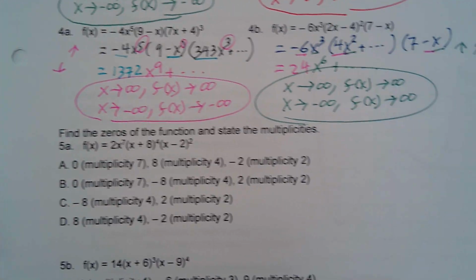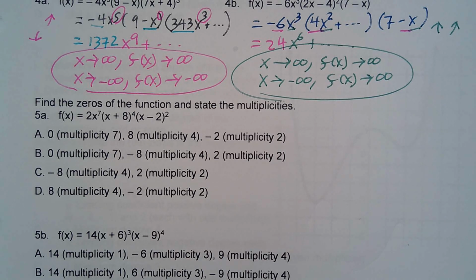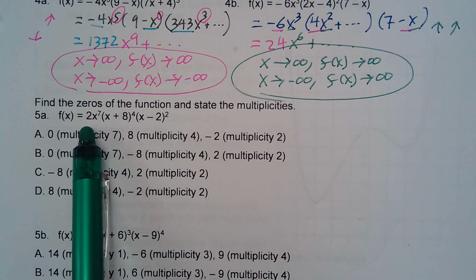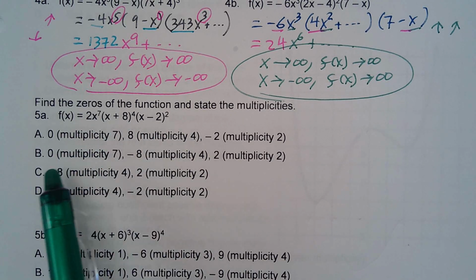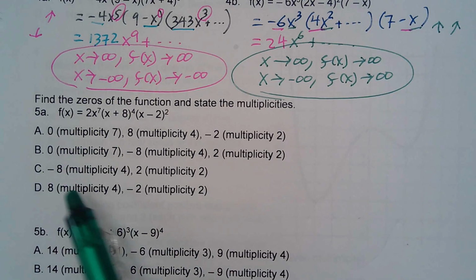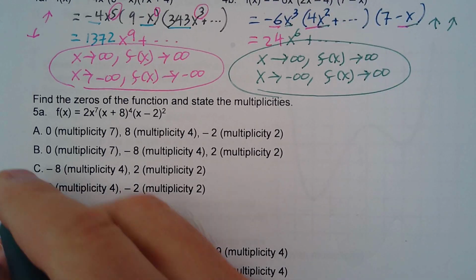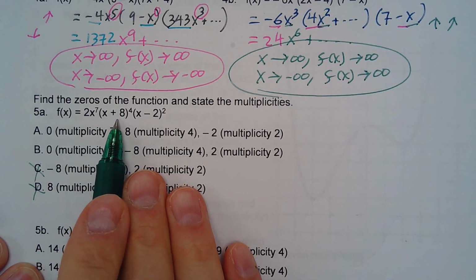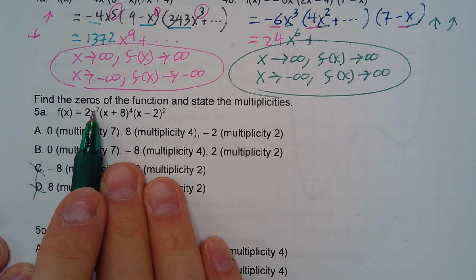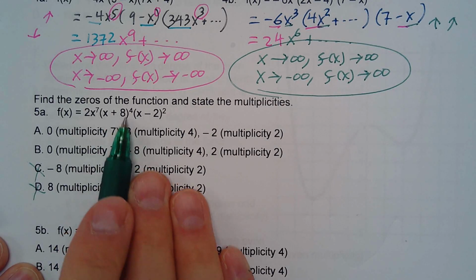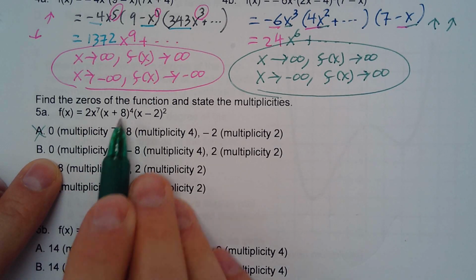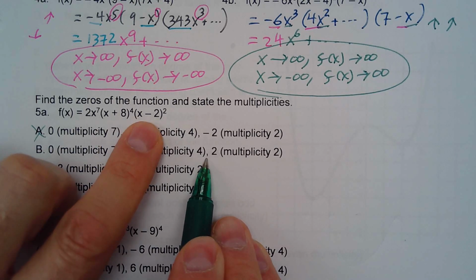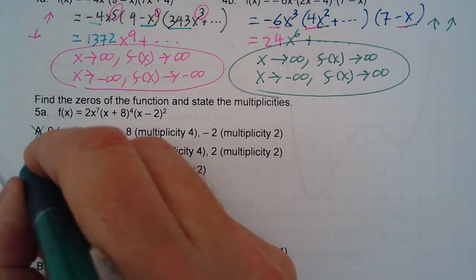Let's try number 5. We got part A. Find the zeros of the function, state the multiplicity. All right, so we've got 0, negative 8, and positive 2. Well, C and D are missing 0, so we know it can't be those two. So we have a 0, multiplicity 7, that matches. Well, this is supposed to be a negative 8, so it can't be A, so it's got to be B. 0 multiplicity 7, negative 8 multiplicity 4, that checks. 2 multiplicity 2. So my answer here is B.